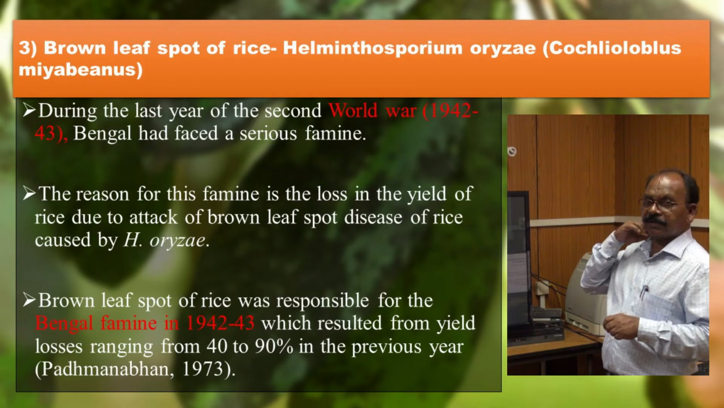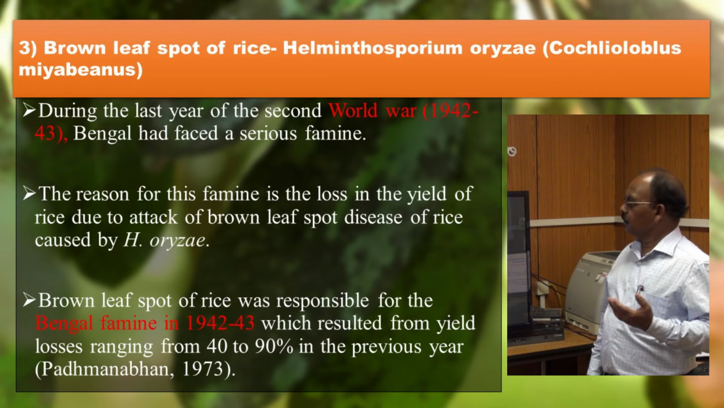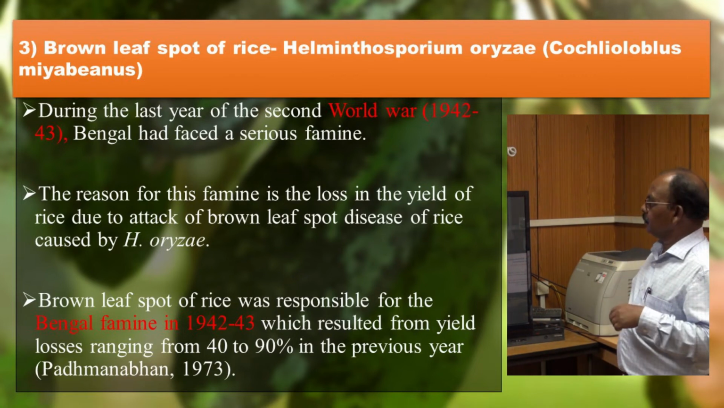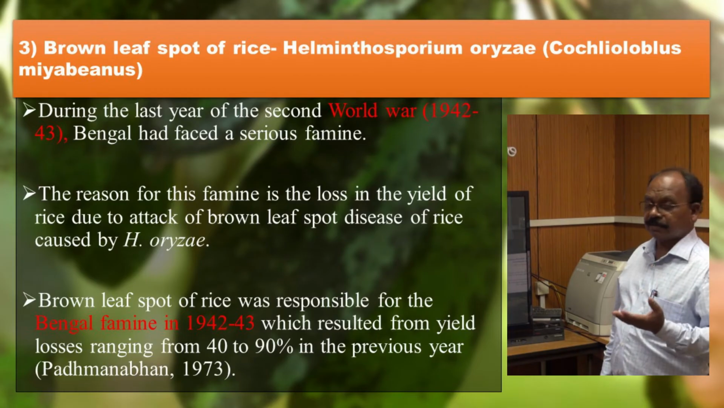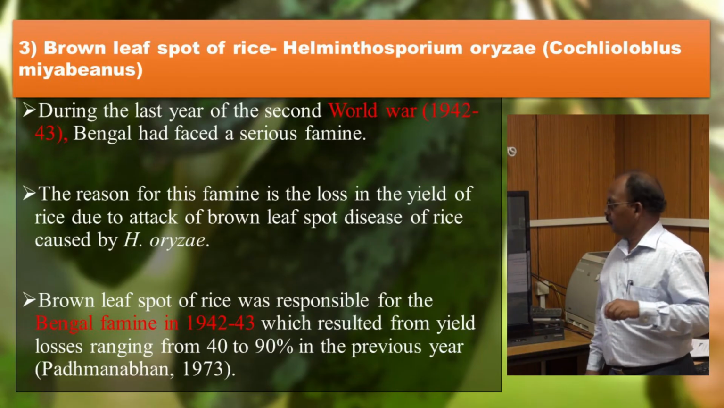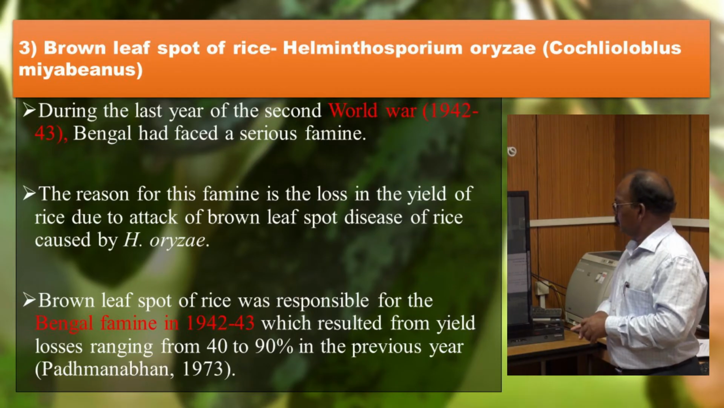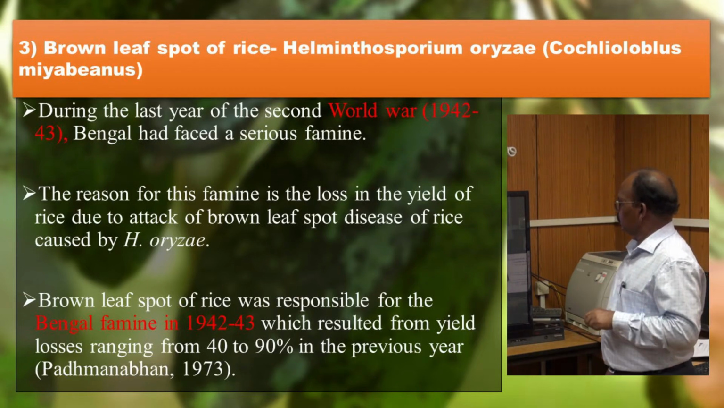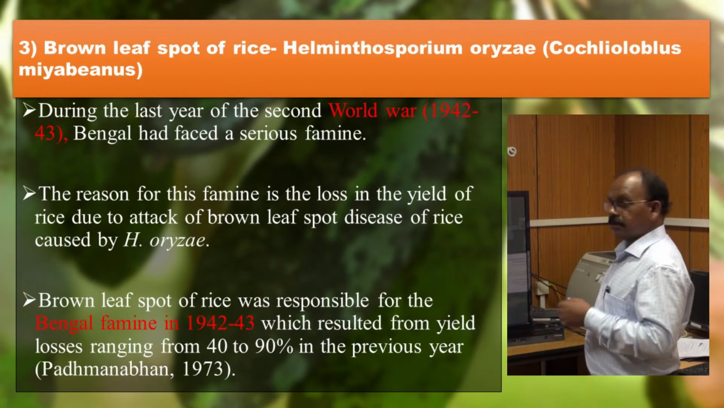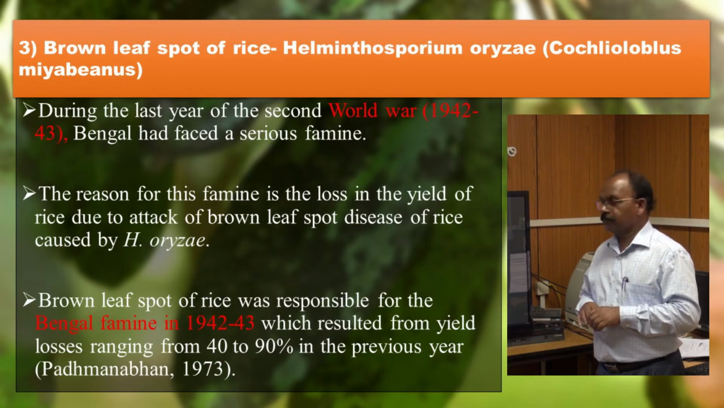Now come to the next important disease, brown leaf spot of rice. This is also a fungal disease. It is caused by Helminthosporium oryzae. During the last years of the Second World War, in 1942-43, Bengal had faced a serious famine. The reason for this famine was the loss in the yield of rice due to attack of brown leaf spot, which is caused by Helminthosporium oryzae. Brown leaf spot of rice was responsible for the Bengal famine in 1942-43.